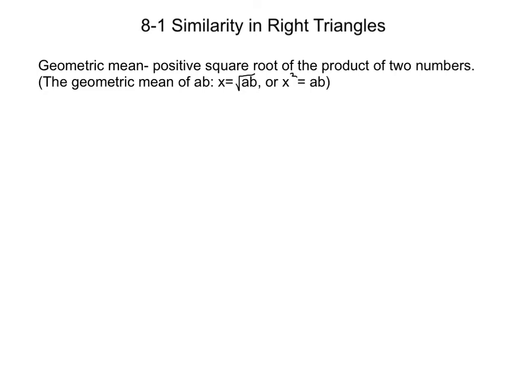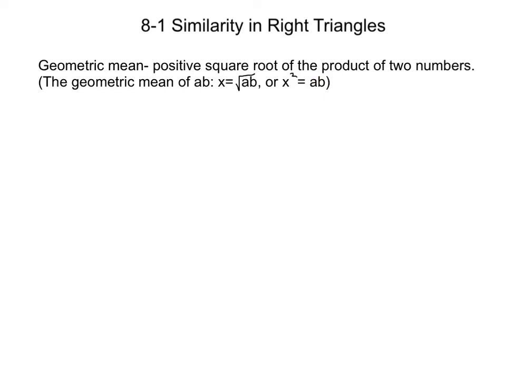Today we're going to talk about 8-1, similarity in right triangles. Let's first start with the definition of geometric mean. You may have heard this before, but it's the positive square root of the product of two numbers. So in other words, that could be confusing just reading.